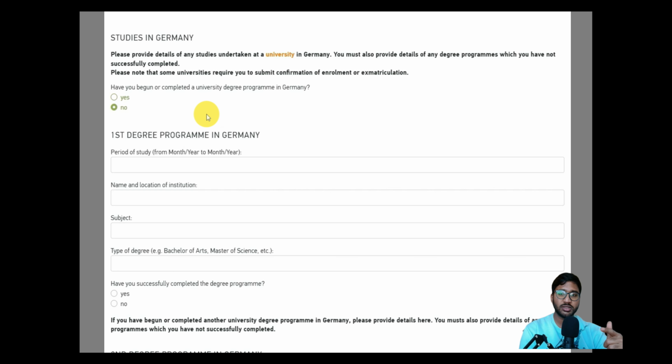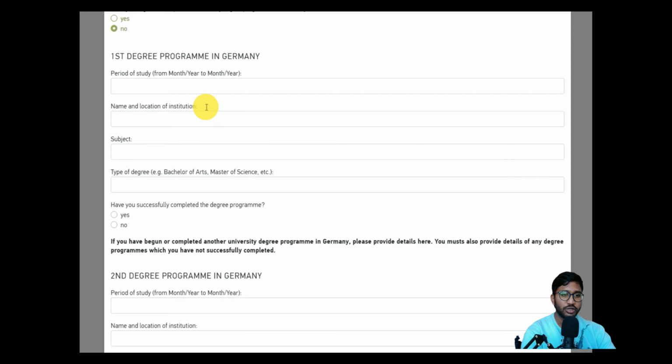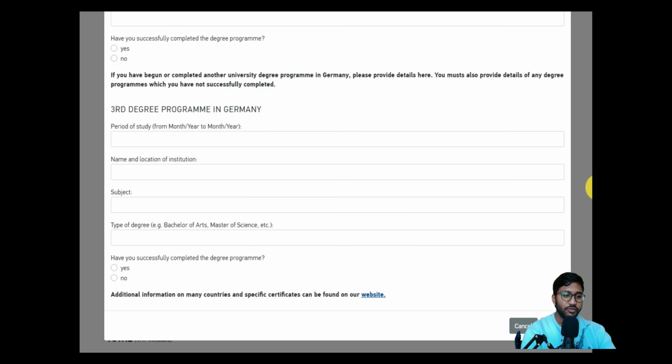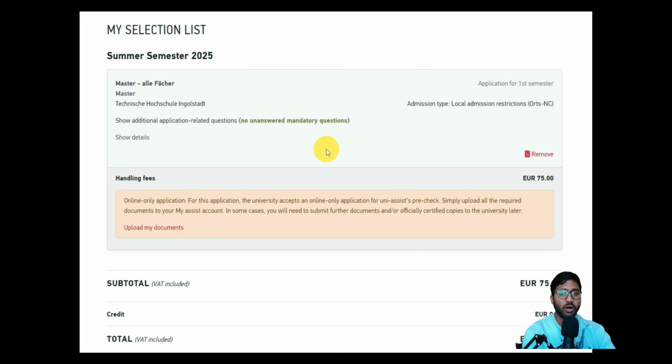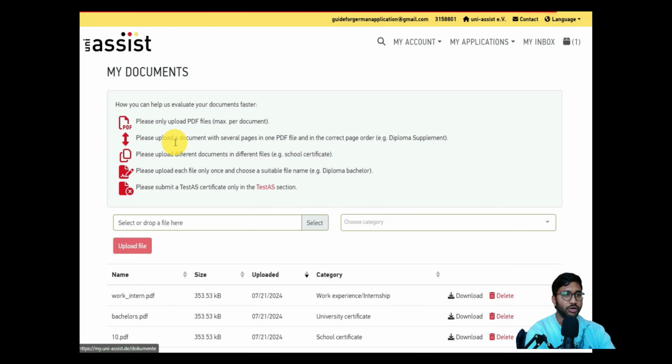If that is the case, then you have to fill in your first degree program in Germany, whichever college you attended, how many semesters you did, and where it was. But usually, if you're selecting first semester and you're starting as new, then no need to fill it. You can click on no, finish it, and click on save. So you have saved all details and you know what details you have given, and here you have to upload all documents.